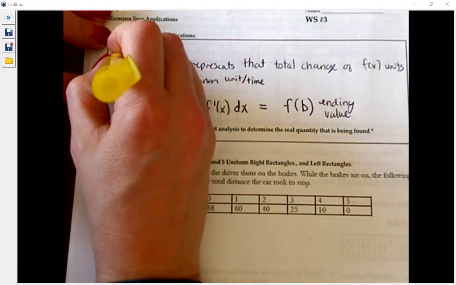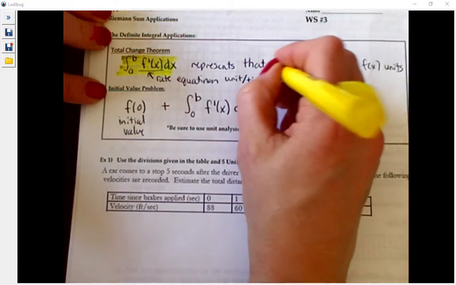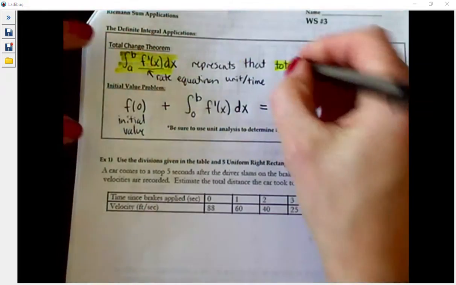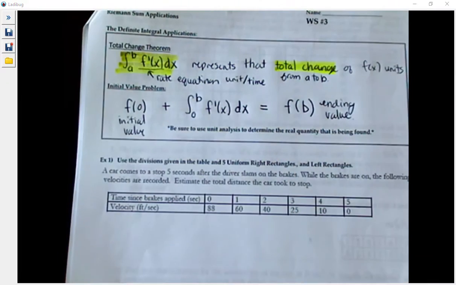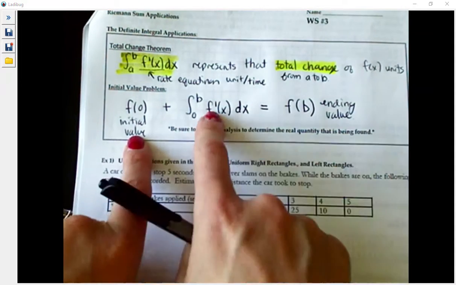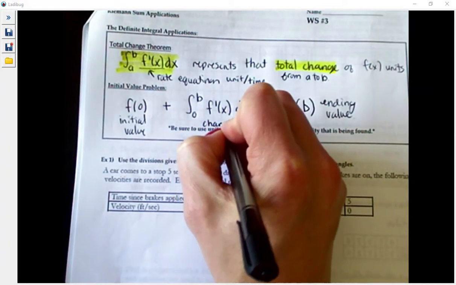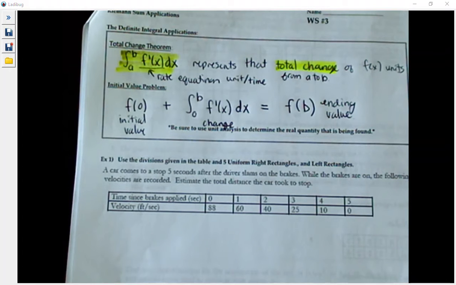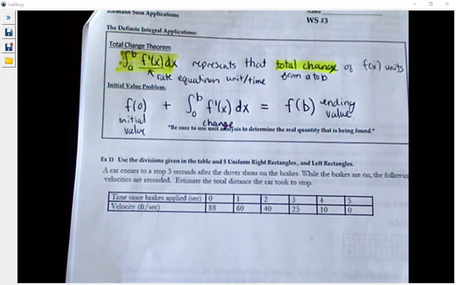Remember that this integral here represents the total change, and I'm going to add something for specifics, from A to B. The integral represents the amount of change. Starting value plus change equals ending value. And that's what we're going to look at today: how do we use our units to answer the types of questions that are going to ask for the amount of change, or potentially the starting or ending values.